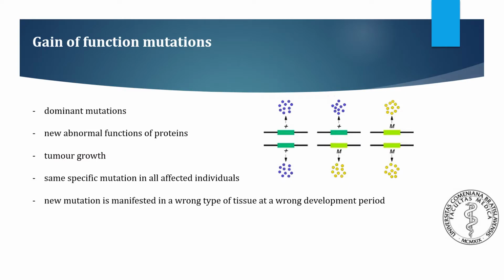So we can start right ahead with gain of function mutations. The gain of function mutations are types of mutations in which the altered gene product possesses basically a new molecular function or a new pattern of gene expression. It means that gain of function mutations are almost always dominant. Of course, they can be also semi-dominant, but it's not really important right now. So we can summarize, those are dominant mutations. They encode a new abnormal function of proteins. They accelerate tumor growth, which is very important, of course, in clinical practice. And the same specific mutation is in all affected individuals.